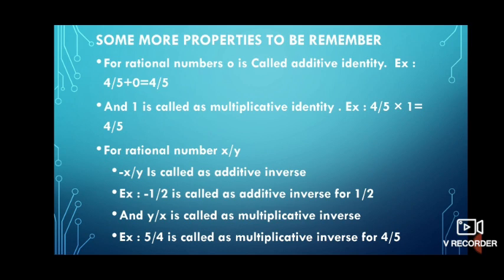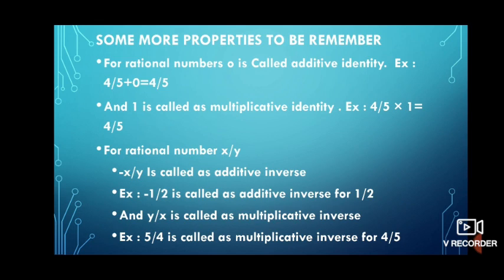Now for a rational number x by y, if we take any rational number, one more property is there, the inverse property. This is also there for only two: one is addition and the second is multiplication, either additive inverse or multiplicative inverse. Already I explained previously what is meant by additive inverse: whenever we change the sign, there will be no change in the rational number, only a change in the sign.